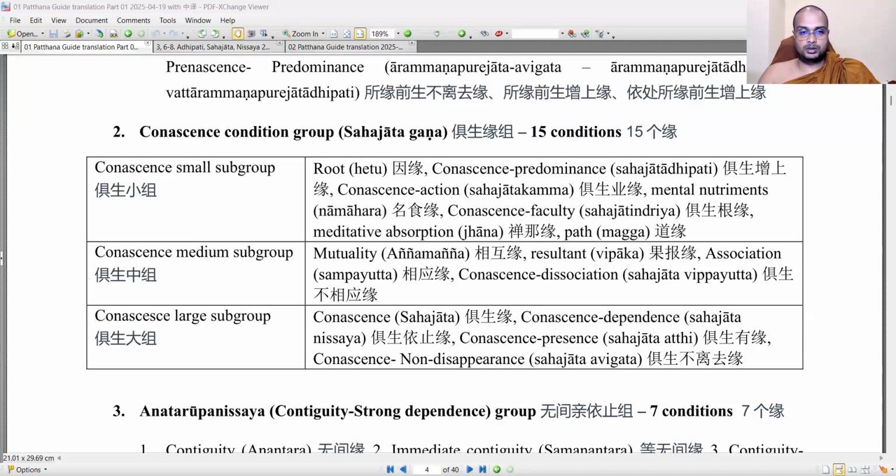Right. So now we know there are four types of conditions here. The connaissance condition, which is Sahajata, then we have the connaissance dependence, Sahajata-Nisaya, then the connaissance presence, Sahajata-Atthi, and the connaissance non-disappearance, Sahajata-Avigata. There are 4 of them. So now we will look into where these conditions are classified.